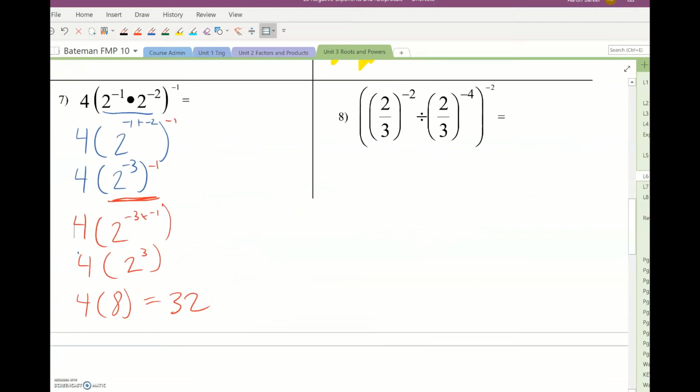Okay, number 8. What's the base here? And what's the base there? What operation are we doing in the middle? What do we do when we divide the same base? Subtract your exponents. Show me. Okay. Show me the work up top. Let's go.